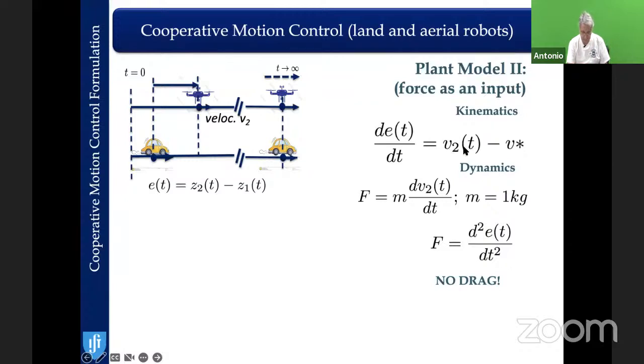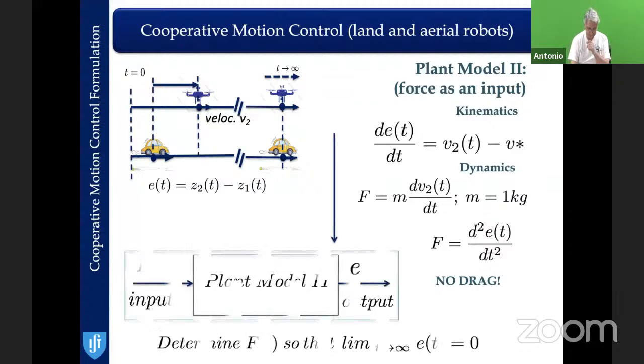Because if you do dv2/dt, here you get the square, the derivative of 0, this is what you get. This is what we call a double integrator. So the error will be the double integral of the force that you apply. So you have another plant model where now the input is the force and the output is the error. And again, the question is, how do I select the force that I have to apply to the quadrotor using the propellers so that that error goes down to 0?